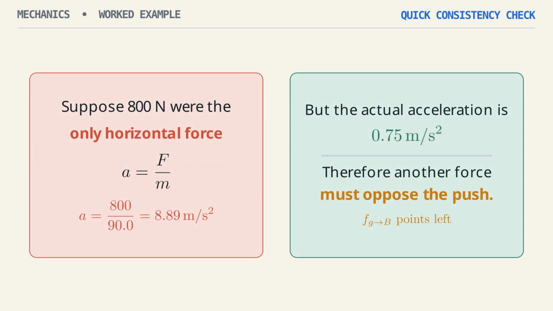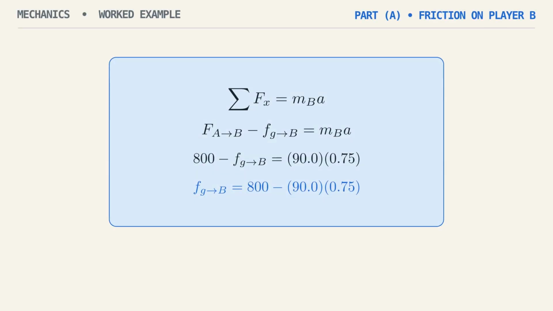Before writing the equation, test the proposed force diagram. If 800 newtons were the only horizontal force, player B's acceleration would be 8.89 meters per second squared. That is far larger than the given acceleration, so friction from the grass must oppose the push. With rightward positive, Newton's second law gives 800 minus the friction force equals 90 times 0.75. There is one equation and one unknown, so the diagram contains enough information.